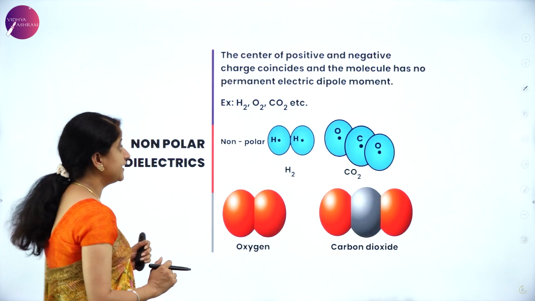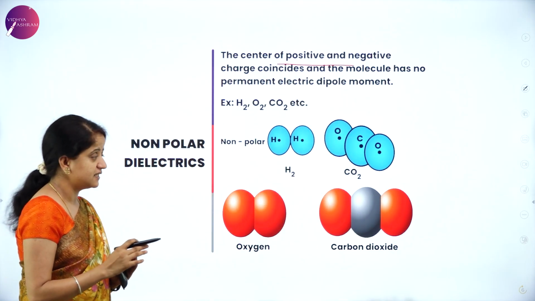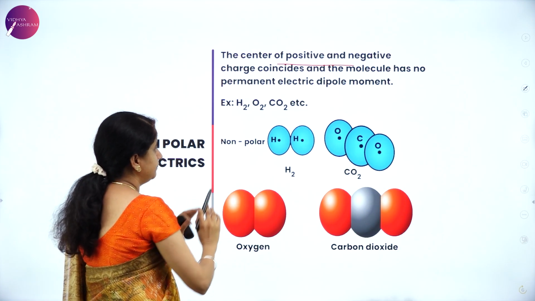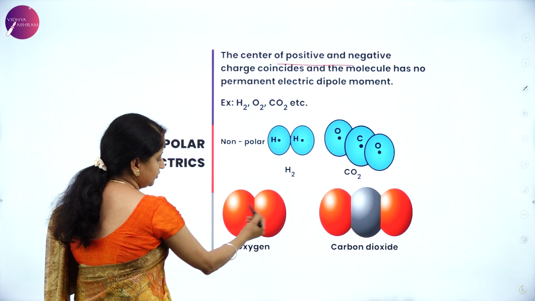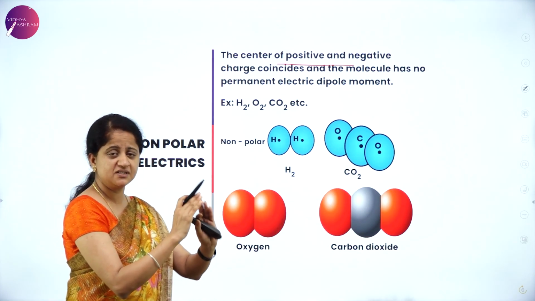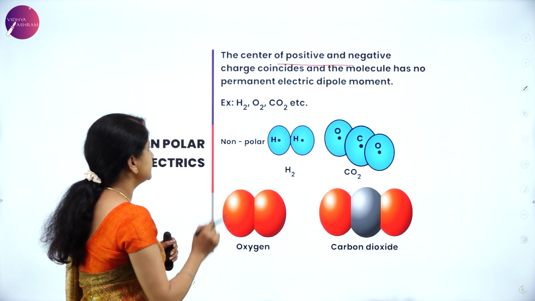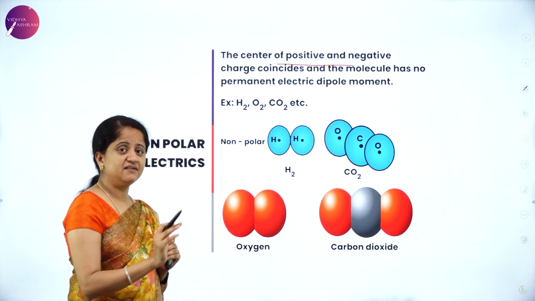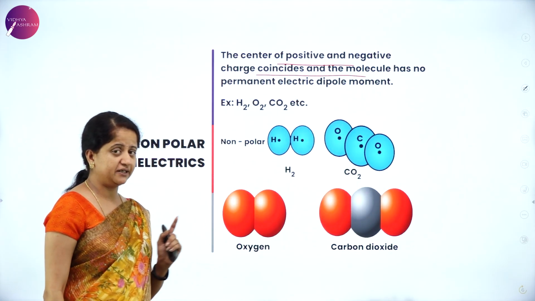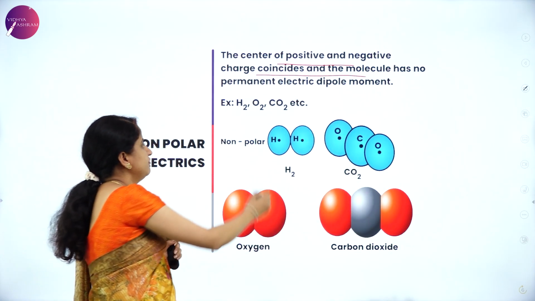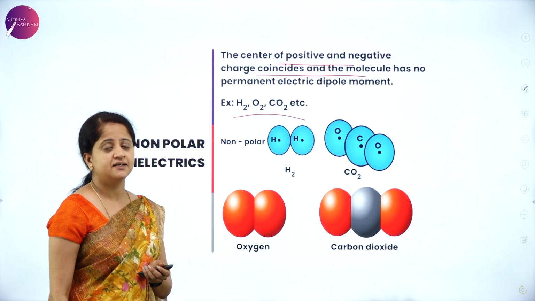What are non-polar dielectrics? The centers of positive and negative charges coincide and they do not have any permanent electric dipole, because you can observe here the centers of the two charges coincide. Dipole means there must be a difference between two charges. In case of non-polar dielectrics, the positive and negative charge centers coincide and the molecule has no permanent electric dipole moment. Examples of non-polar dielectrics are hydrogen, oxygen, carbon dioxide, etc.